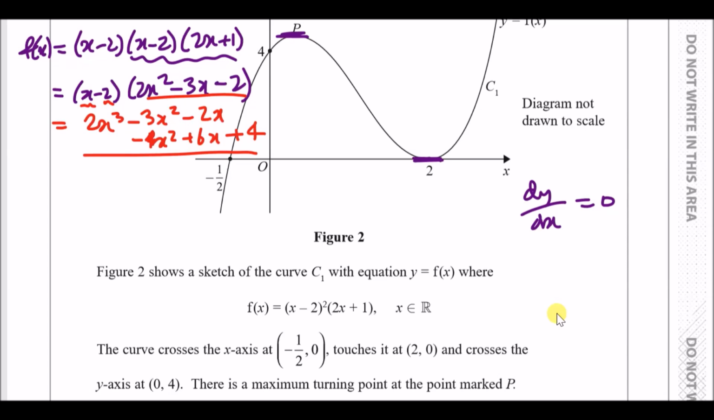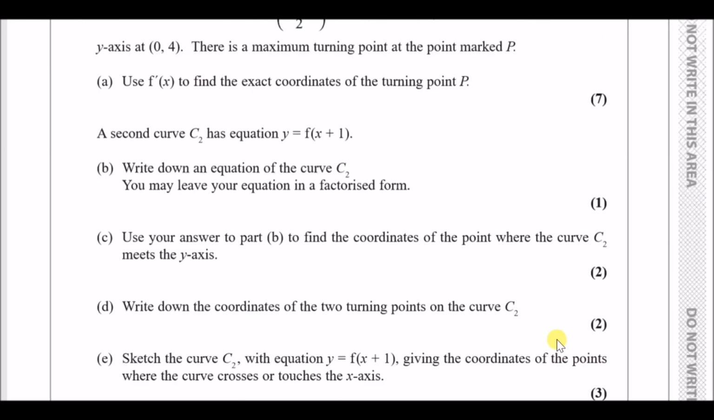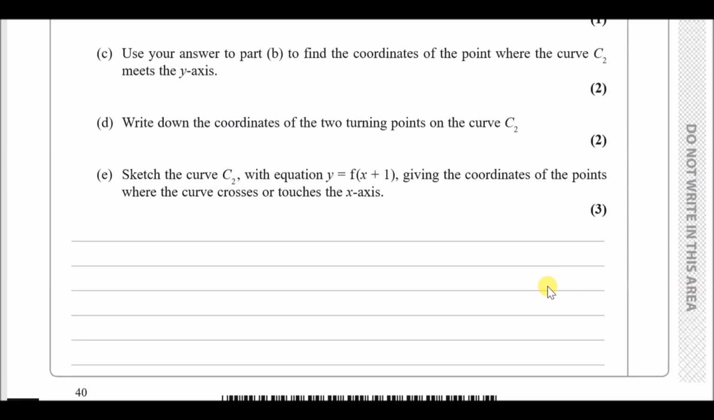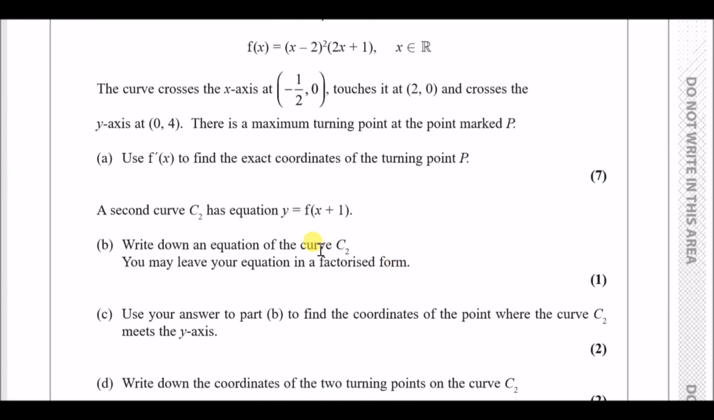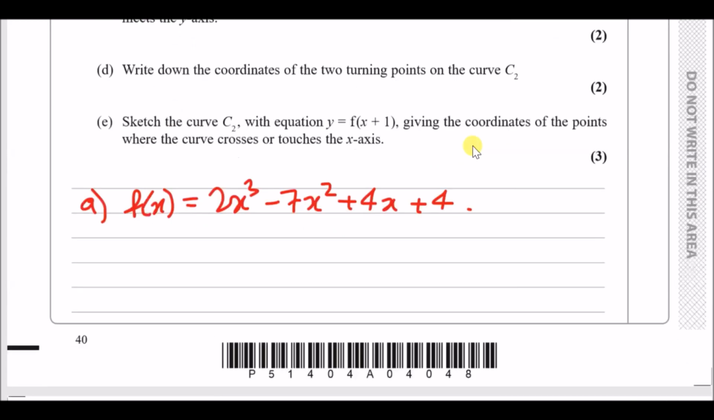So now collecting things, we got 2x cubed on its own, minus 3 minus 4 is minus 7x squared, minus 2 and 6 is plus 4x, and plus 4. So here's our equation now. So therefore, just making it clear over here, we're left with f(x) equals 2x cubed minus 7x squared plus 4x plus 4. Okay, so now just reviewing the question, they want us to find the first derivative of f(x), yep.